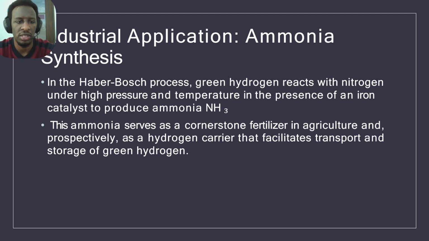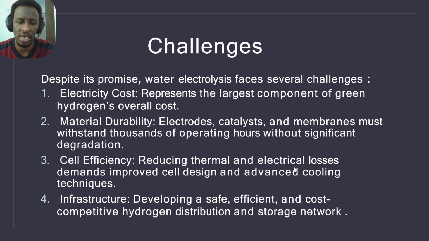Let's take ammonia synthesis, for example. In the Haber-Bosch process, green hydrogen reacts with nitrogen under high pressure and temperature in the presence of an iron catalyst to produce ammonia. This ammonia serves as the cornerstone fertilizer in agricultural operations and prospectively as the hydrogen carrier that facilitates transport and storage of green hydrogen.